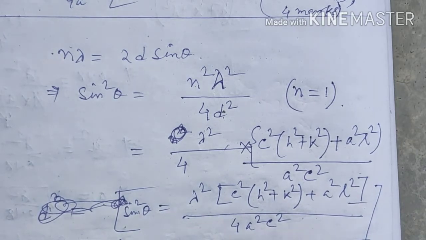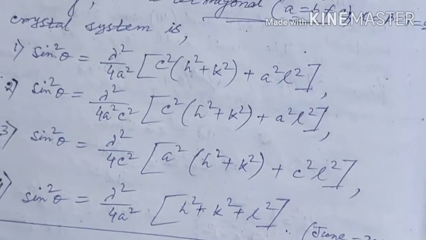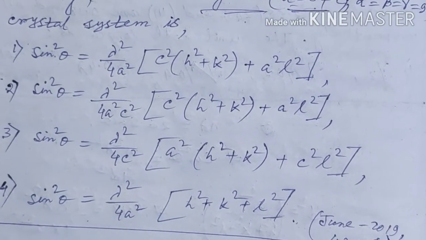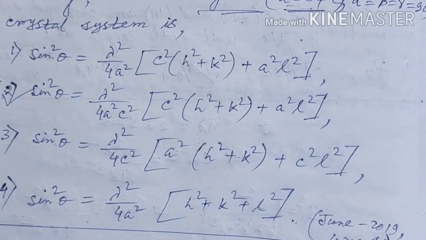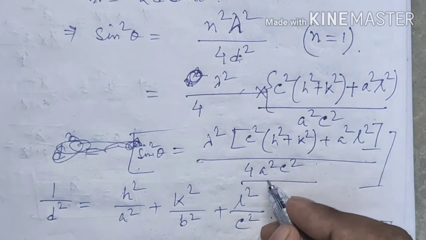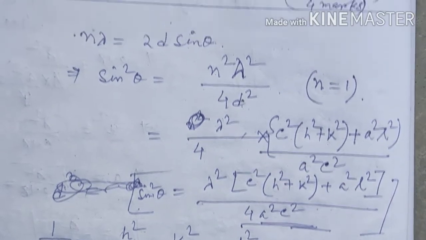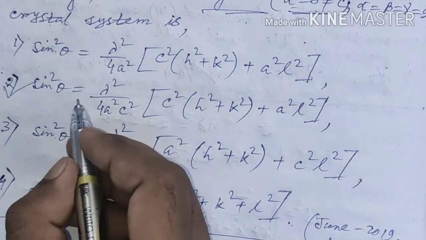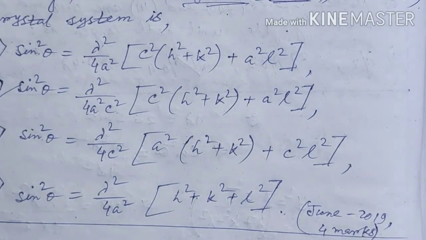So the formula is this one, and if we compare with the given options, we can see that option number 2 is similar to what we get. Is it okay? So option number 2 is the correct answer. Next, let us go to the last question of this discussion.